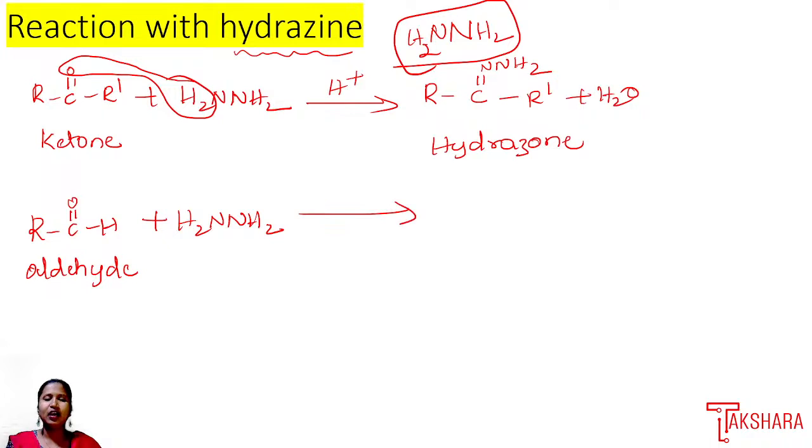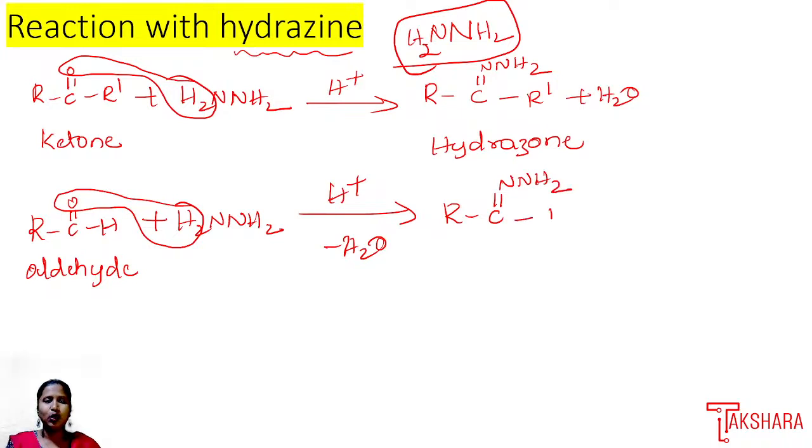NH2NH2, if the reaction happens in the presence of acidic medium H plus, the H2 is combined with oxygen. It is going to remove the water molecule and form the product RC double bond NNH2. Okay, and the single bond H remains as it is. So this we call hydrazone.